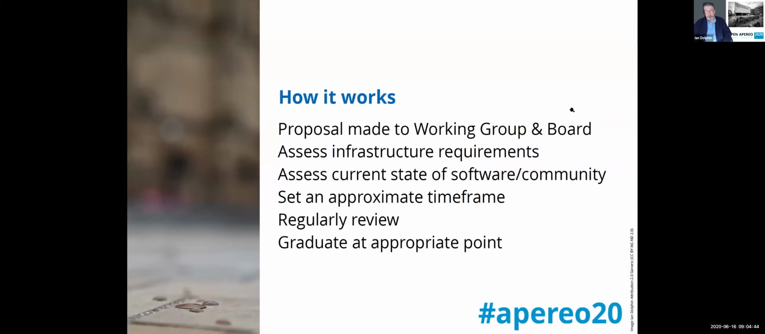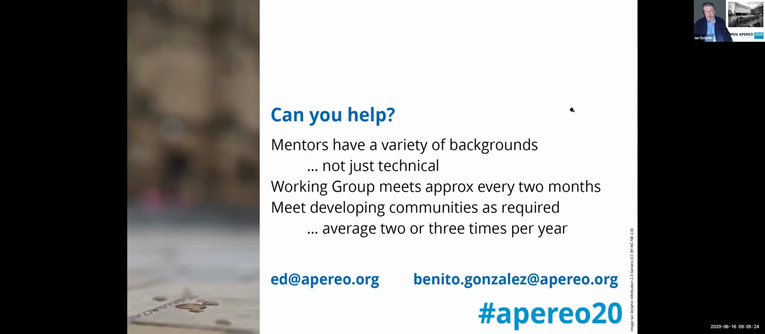How does it work? Well, it's pretty straightforward. We do revise the process on a regular basis. Essentially, an incubation proposal is made to the incubation working group and the Apereo board. Both of those bodies have to approve it because it uses Apereo resources. The incubation working group assess infrastructure requirements, assess the current state of the software, whereabouts it is, where it might fit in the process. Set an approximate time frame, which is different for every project, and we regularly review it. And at an appropriate point, the software community graduates incubation and becomes a sponsored Apereo project.